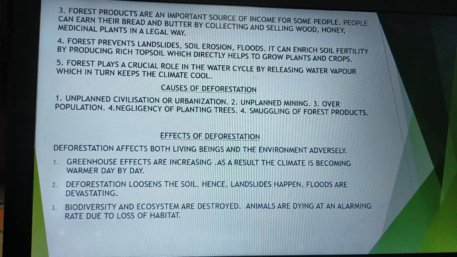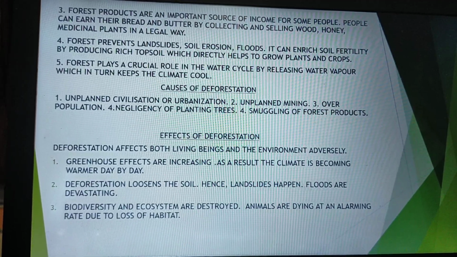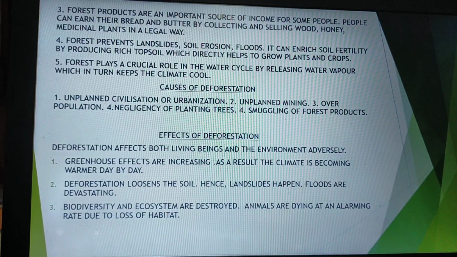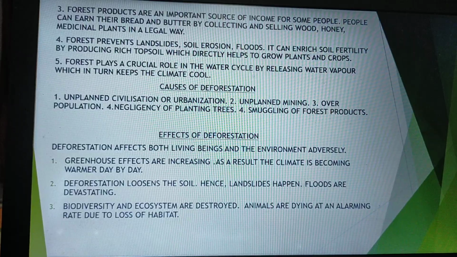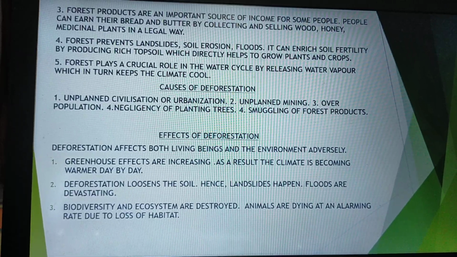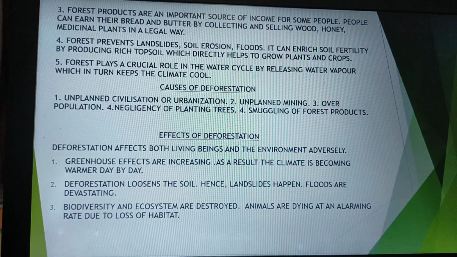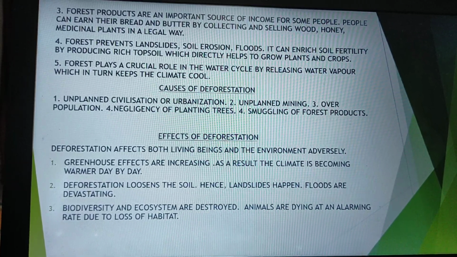What are the effects of deforestation? Deforestation affects both living beings and the environment adversely. Greenhouse effects are increasing. As a result, the climate is becoming warmer day by day. Deforestation loosens the soil, hence landslides happen. Floods are also extremely devastating. They cause widespread damage.